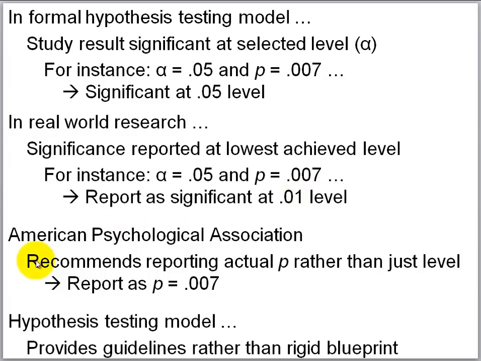Now, further, as you know, computers calculate precise values of p, and the American Psychological Association's manual recommends reporting, whenever space permits, actual values of p rather than just levels of significance. So in the above example, you would report that p equals 0.007, and I endorse this too.